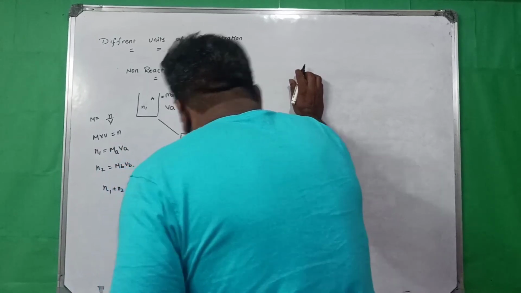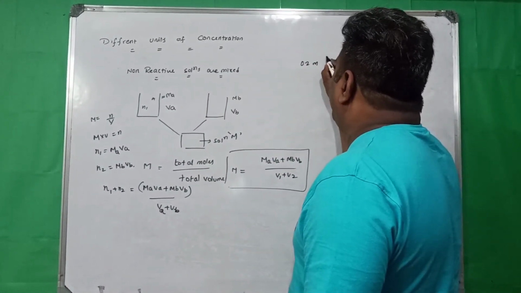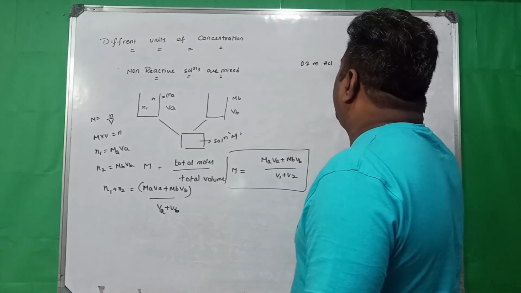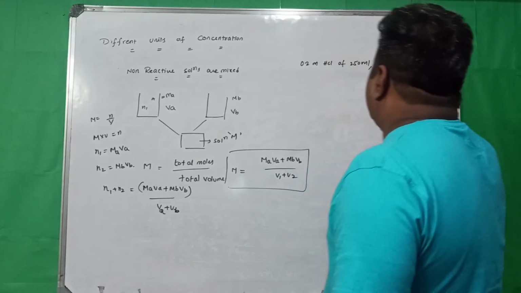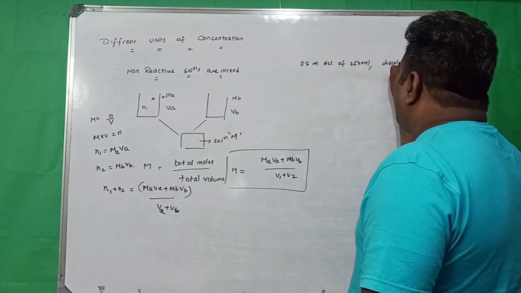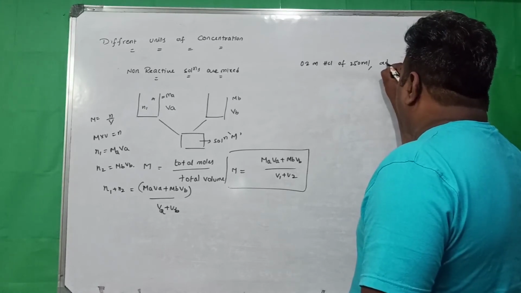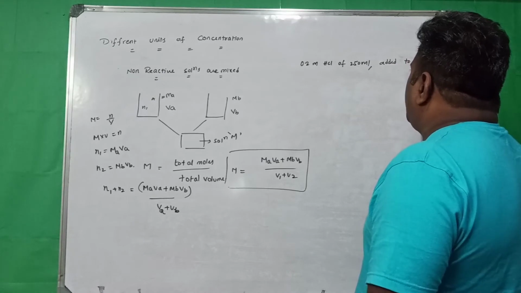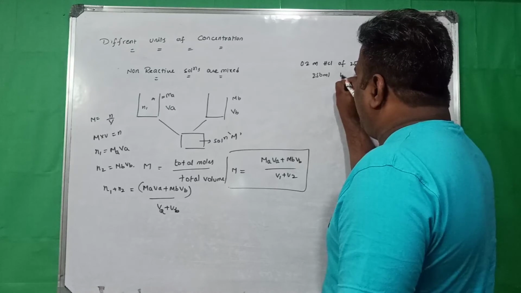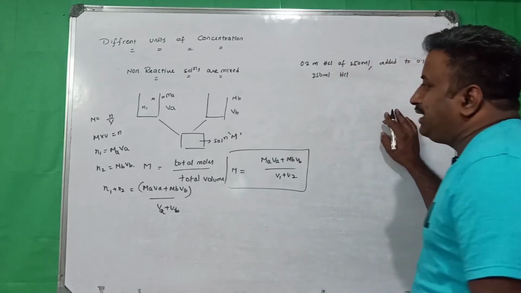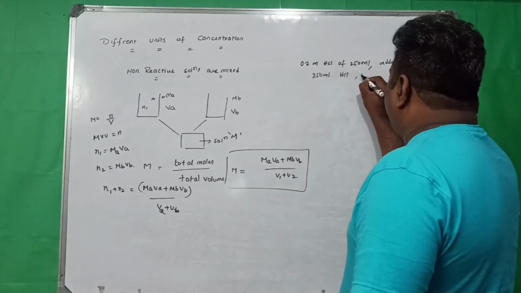The question is: 0.2 molar HCl of 250 ml volume is added to 0.1 molar 250 ml HCl. Now obviously both the HCls will not react because both are acids. What is the resultant concentration?